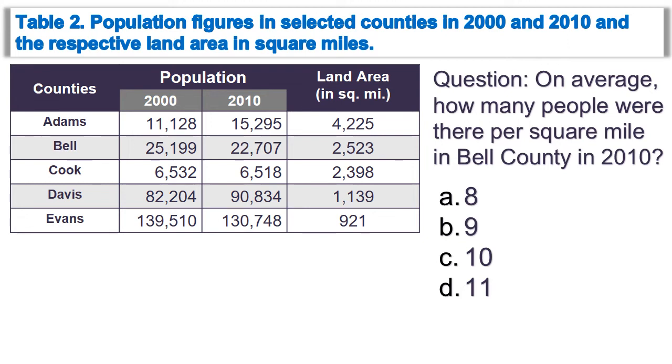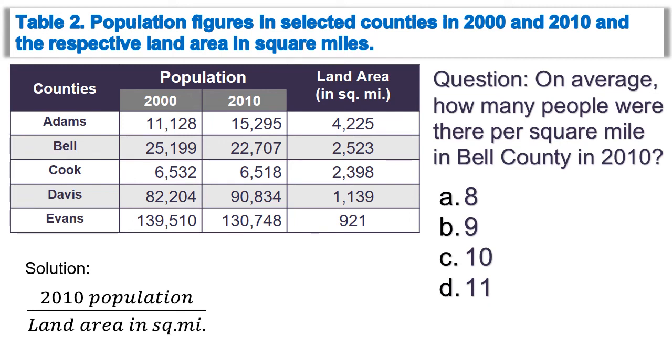We are going to discuss how we will derive the answer. So, as our solution, we have 2010 population divided by land area in square miles. Now, it is a common mistake among students that when it is being asked how many people were there in 2010, we will answer there were 22,707, but disregarding that the question involves per square mile. Now, the land area here is in square miles. We already have to consider this data.